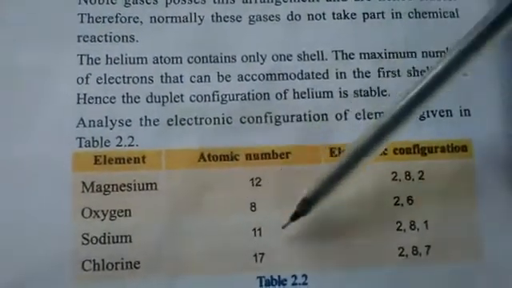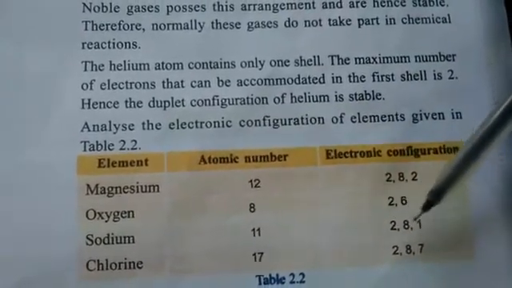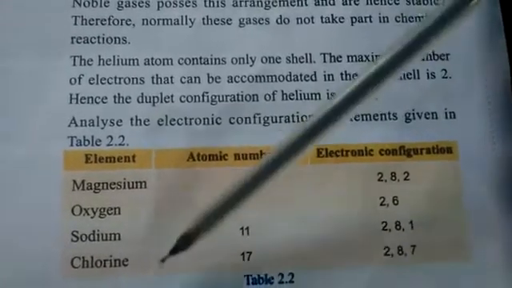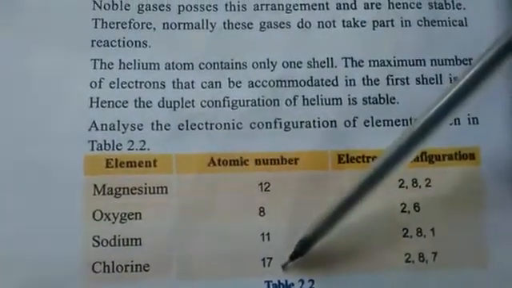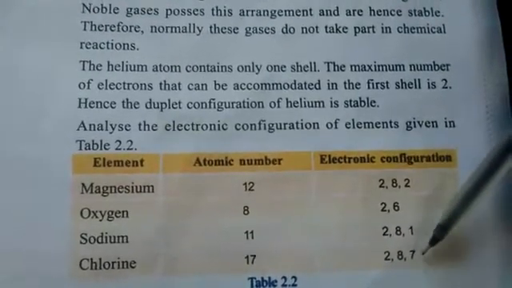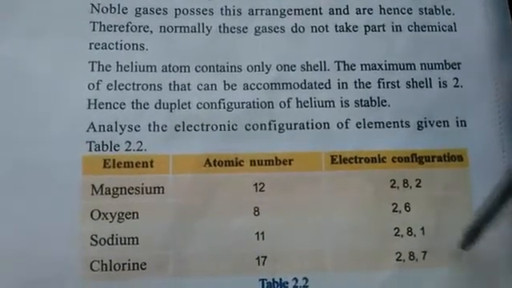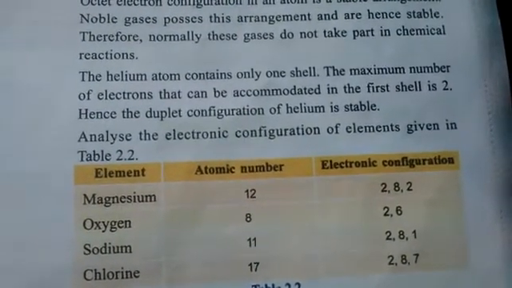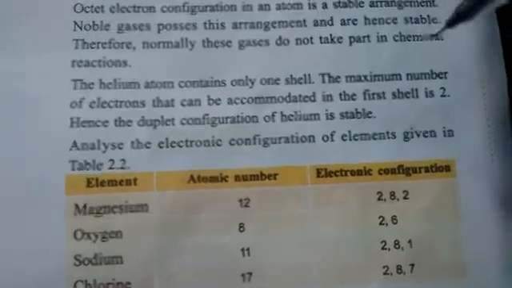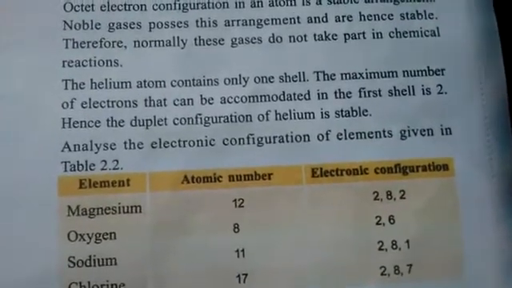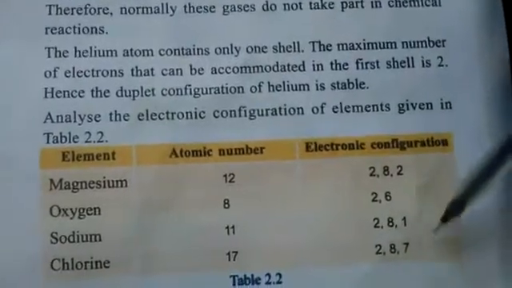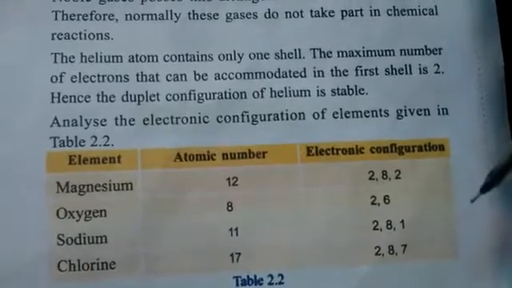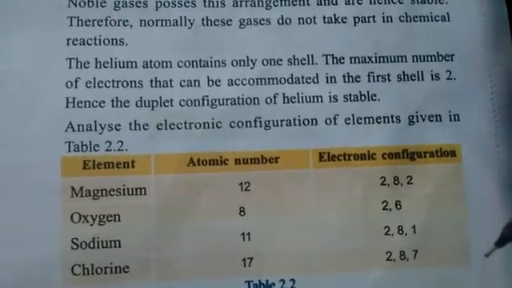Then for sodium, the atomic number is 11. That means 2, 8, 1. Either it has to release 1 electron or it has to attain 1 electron. Then for chlorine, atomic number 17, 2, 8, 7. So it needs 1 more electron to complete the octet. So these elements are ready to combine with other elements to form compounds, in order to attain stability. Is it clear or not?